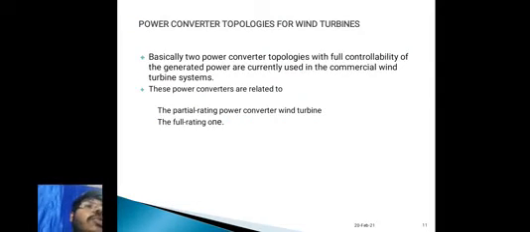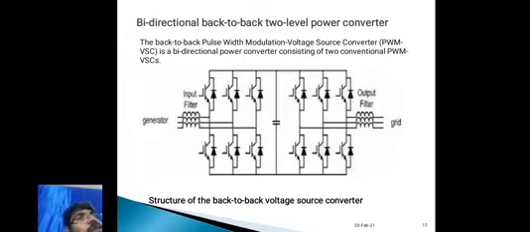Power converter topology for wind turbines. Power converters are classified into two types: partially rated power converters and full rated power converters. Bidirectional back-to-back two-level power converters. Now, PWM is a bidirectional power converter consisting of two conventional pulse width modulation voltage source converters, one on the generator side and another on the grid side.